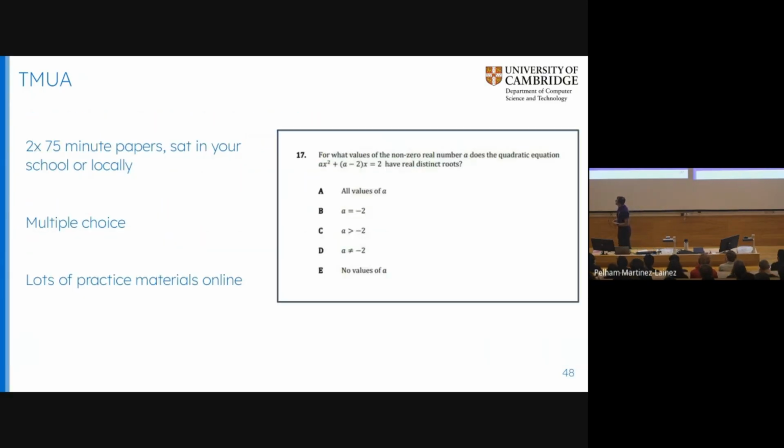What does the TMUA look like? It's multiple choice. I'm afraid it's hard multiple choice, so don't breathe too much of a sigh of relief. You can go and look online on the website. They give you tons of information, past papers, loads of practice stuff. Really good practice, actually, even for the interviews. It's hard multiple choice generally. You just have a look: 2 papers, 75 minutes each. One paper is on mathematical knowledge. One paper is on reasoning.